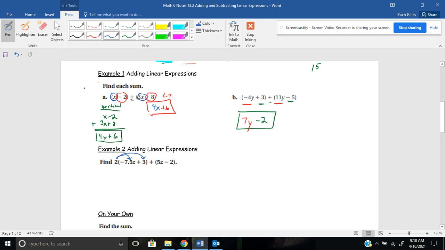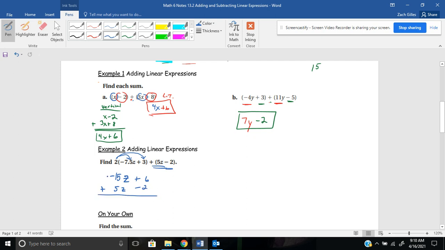Sorry for that interruption. Let's double whatever is inside the parentheses here. 2 times negative 7.5 would be negative 15z. I'm just doubling this. Plus 2 times 3 is 6. And now I need to add the rest of that. So I'm going to use the vertical method here. So I'm going to add 5z minus 2.